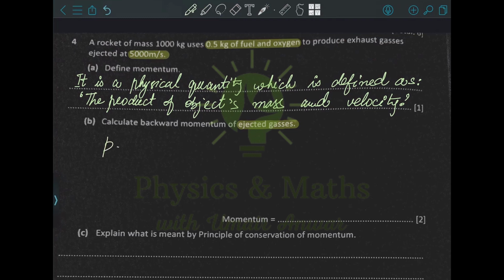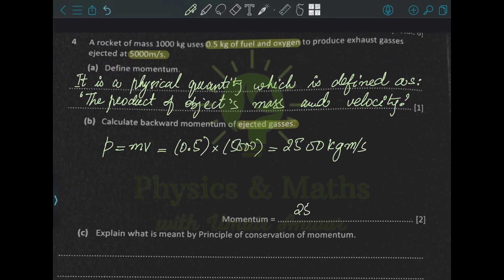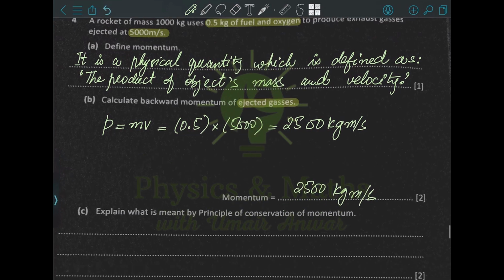So first I'm writing the formula. The momentum P is equal to mass into velocity. The mass of the ejected gases is 0.5, and the velocity at which they are being ejected is 5000, and the answer would be 2500 kilogram meters per second. So the momentum is 2500 kilogram meters per second for this part.